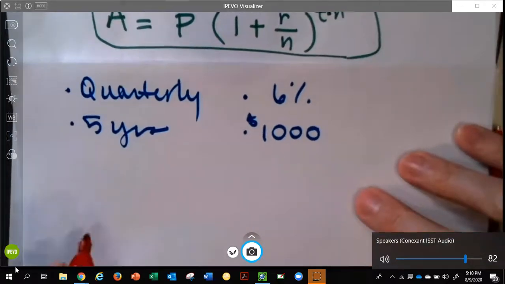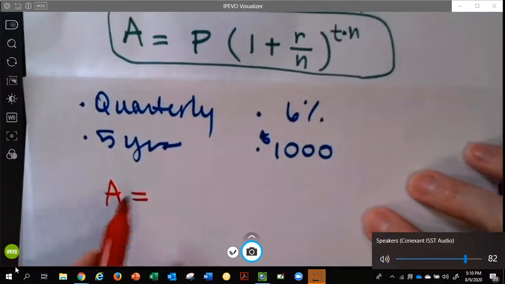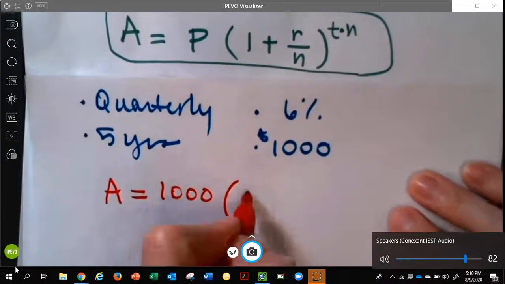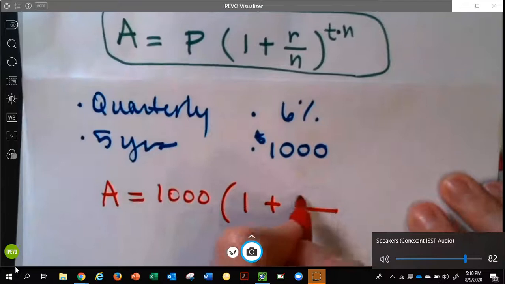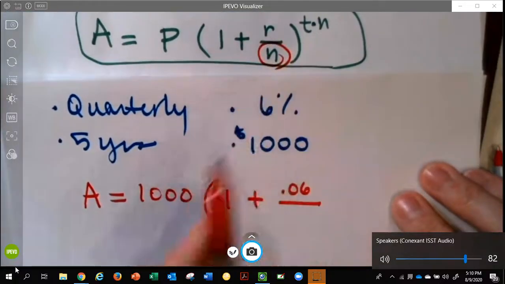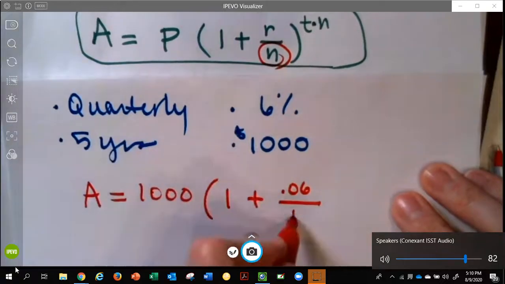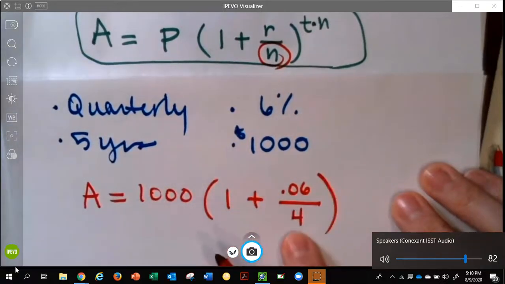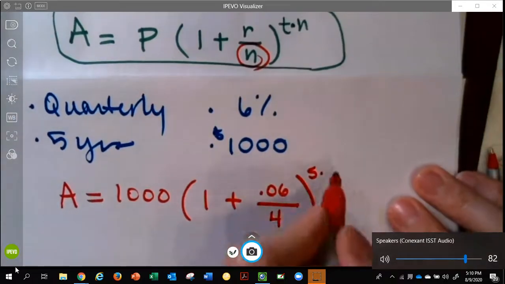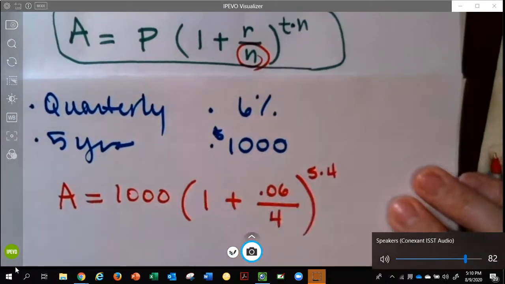And so hopefully you're back. And let's start with the formula. Here's my formula that I have memorized. My principal is $1,000, 1 plus my rate, still in decimal form, 0.06. My number of compounding periods, since it's quarterly, has changed to 4 in a year. My time is 5 years. My compounding period per year is 4.